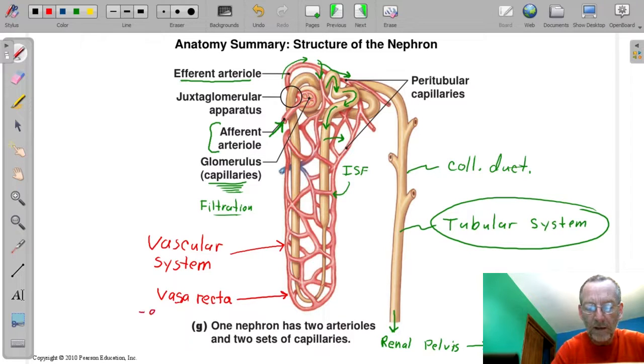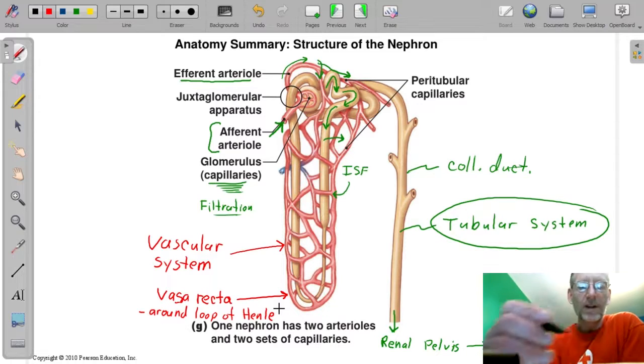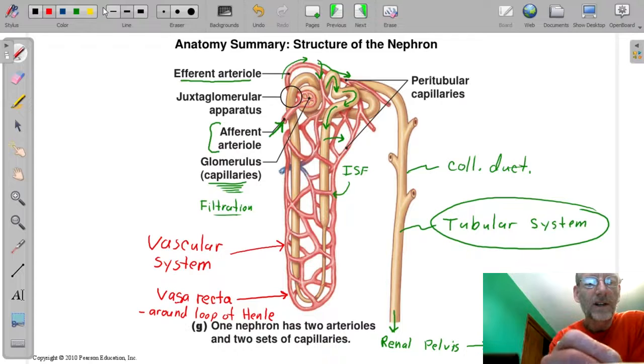Around the loop of Henle. Okay, so that's probably enough for this picture, with one other thing that we're going to spend some time on, so let's point it out while we're here. And that is this juxtaglomerular apparatus.